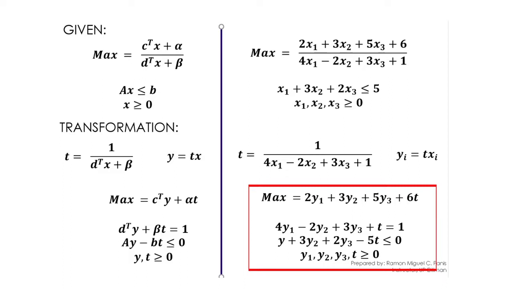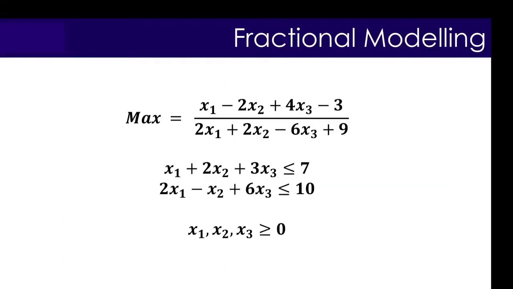Now let's solve another example. Given the fractional objective function, max is equal to x1 minus 2x2 plus 4x3 minus 3 all over 2x1 plus 2x2 minus 6x sub 3 plus 9, given the constraints x sub 1 plus 2x2 plus 3x3 is less than or equal to 7, and 2x1 minus x2 plus 6x3 is less than or equal to 10.